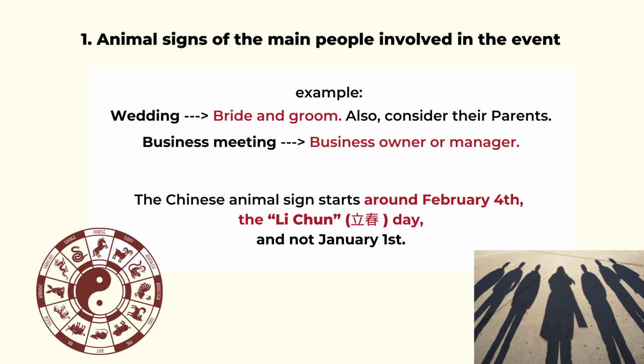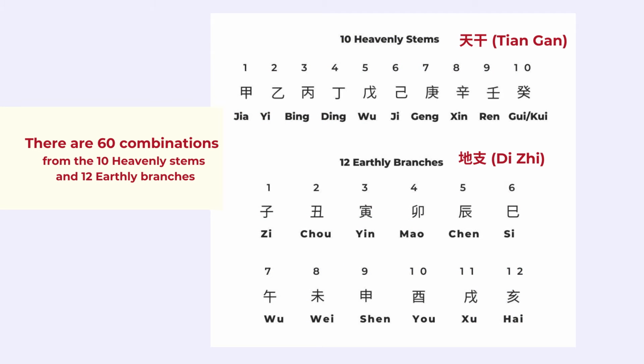So why is the animal sign important? We have to look at a little bit of theory of the 10 heavenly stems and 12 earthly branches, because this is the basis of the Chinese calendar. There are 60 combinations total with the 10 heavenly stems and the 12 earthly branches. For example, the first one is Jiazi. The Jia is the first of the heavenly stems, and the Zi is the first of the earthly branches. And the second one is Yichou. That's the second of the heavenly stems and the second of the earthly branches.